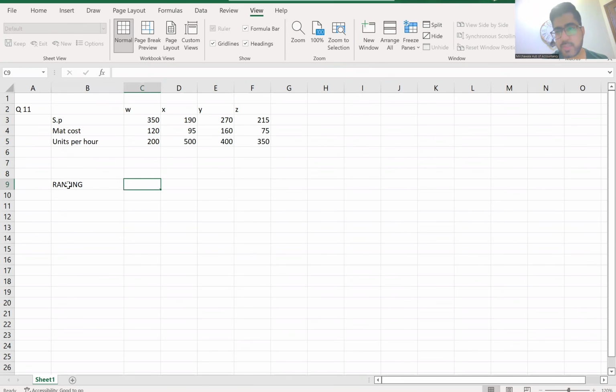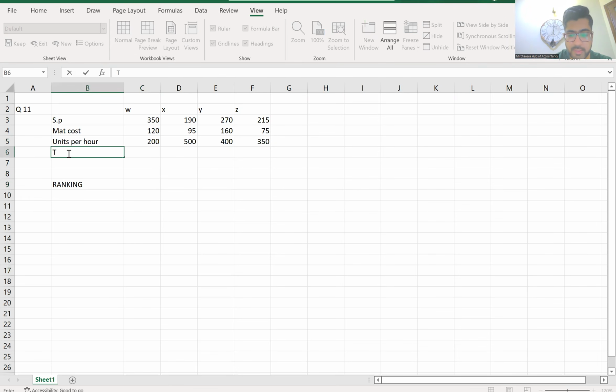Now, it's a very easy question of throughput accounting. You know that ranking comes in 4 steps. The company is using throughput accounting, right? It's not using marginal costing. Throughput accounting states that the first step is to identify the limiting factor, if you have studied from me. Then the second step, which in marginal costing was contribution per unit, is now throughput per unit. The third step is throughput per hour, and on the basis of that throughput per hour, we do ranking.